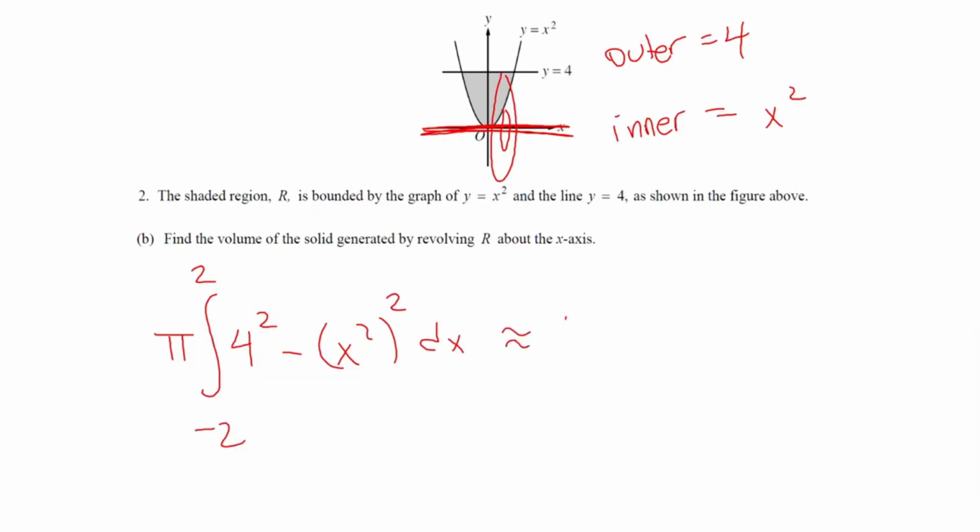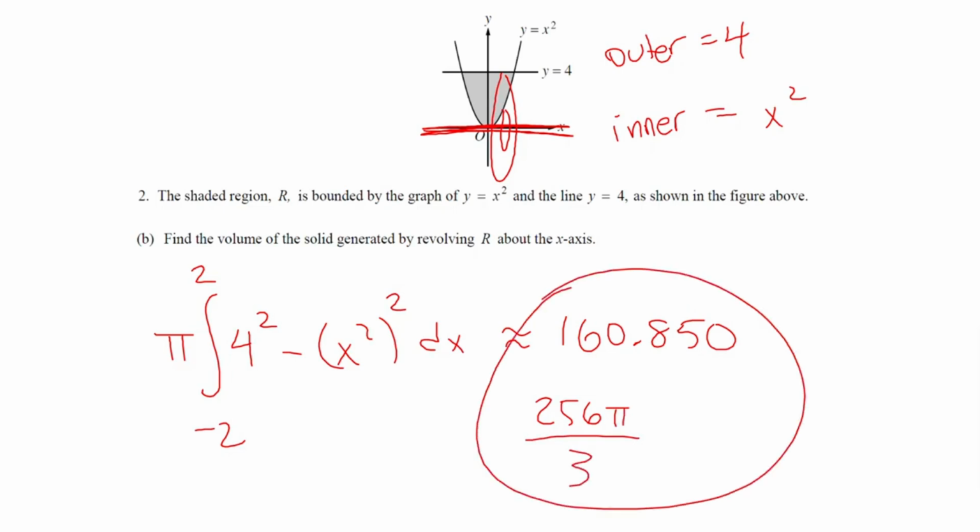And you get 160.850. And of course, if you did this by hand, which you may well have done, you'd end up with 256 pi over 5. Again, either of those answers would be perfectly acceptable on the AP test. And I think nowadays they would not give you a calculator for this. This would really be a non-calculator question more likely. So you should be able to do that by hand. So 3 points here, 1 for the limits and the constant, 1 for the integrand, and 1 for the answer.